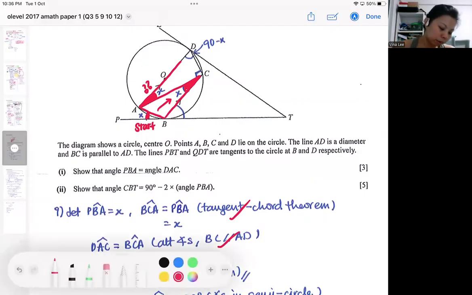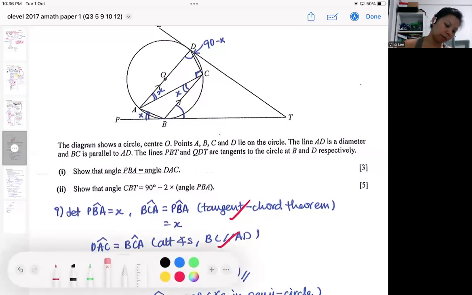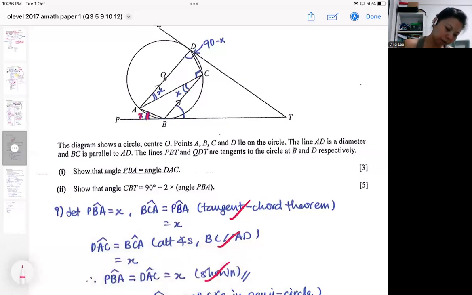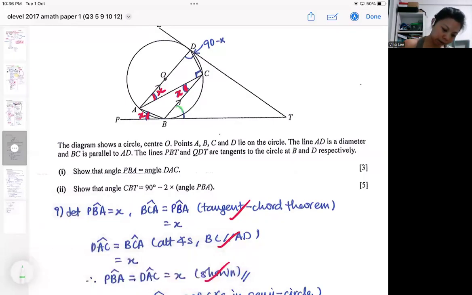If you have done part one using algebra, best will be you continue with the same algebra. So this is x, this is x. So far, these are what we have already. The next one, I'm going to show CBT. So CBT is here. I'm trying to get to 90 minus 2x.